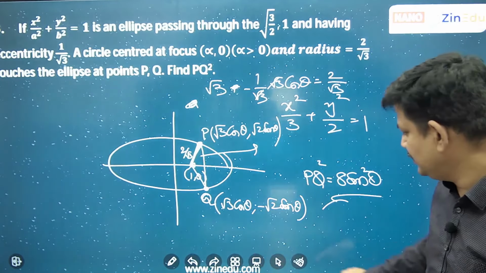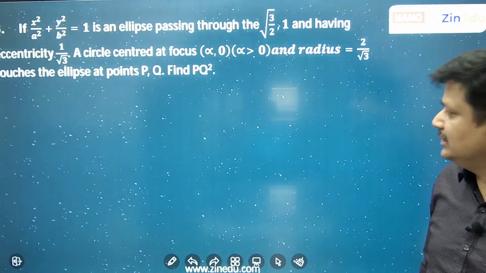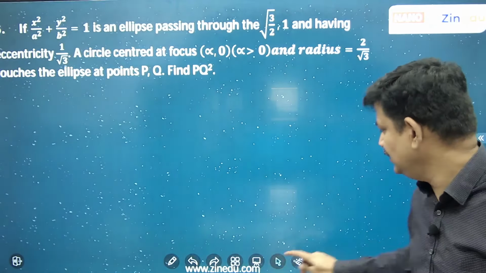So very simple, not at all difficult. Such type of questions can definitely be expected in Main. You can say moderately difficult. So this is a routine question.